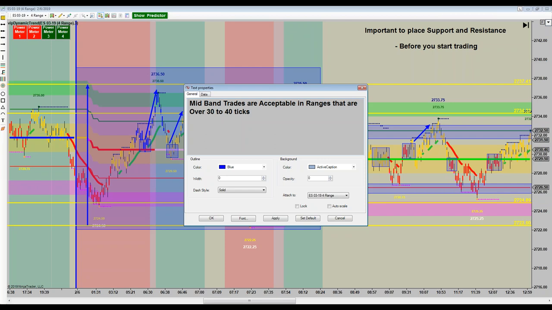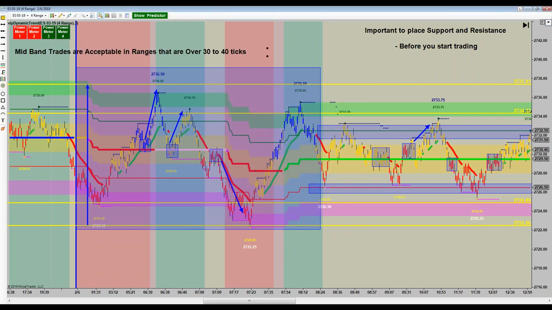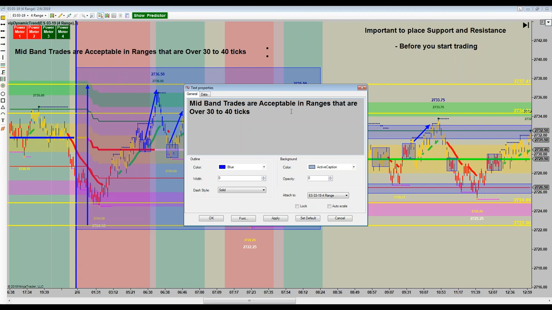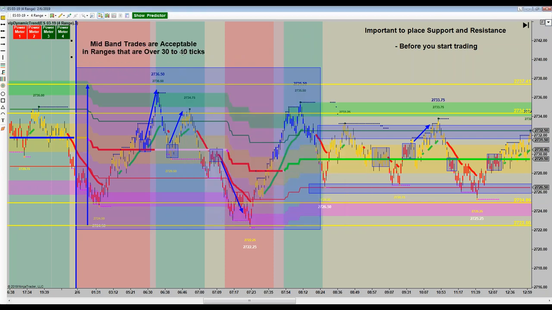Because the mid-band generally, and it depends on the instrument and how it's moving, is usually going to be somewhere around 15 to 20 ticks away from the mid-band. Let me consolidate this a little bit. Acceptable. And range is over 30 and 40 ticks. Yeah, like that. Right? So that's what we're saying.